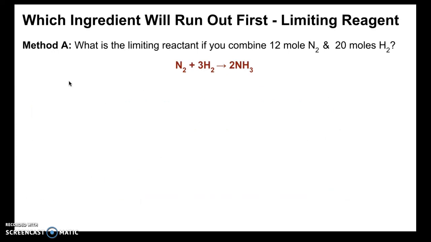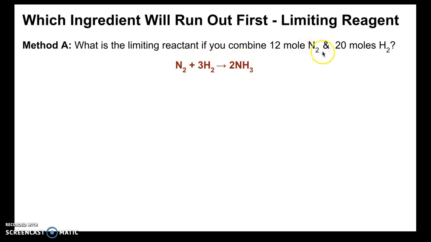Let's try the same sort of thing with a chemical reaction. So what is the limiting reactant if you combine 12 moles of N2 and 20 moles of H2? We want to figure out which one of these is going to run out first when we mix the 2 of them together in this reaction described by this balanced chemical equation.